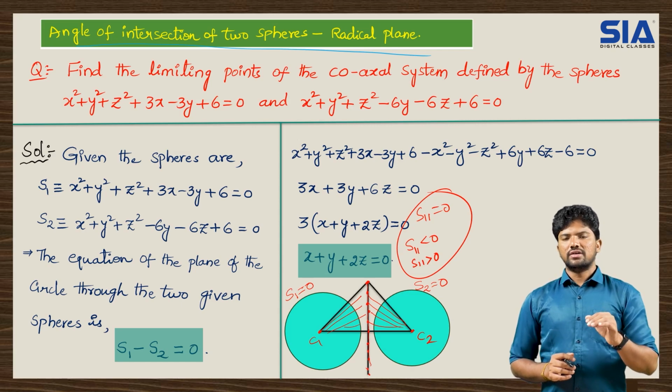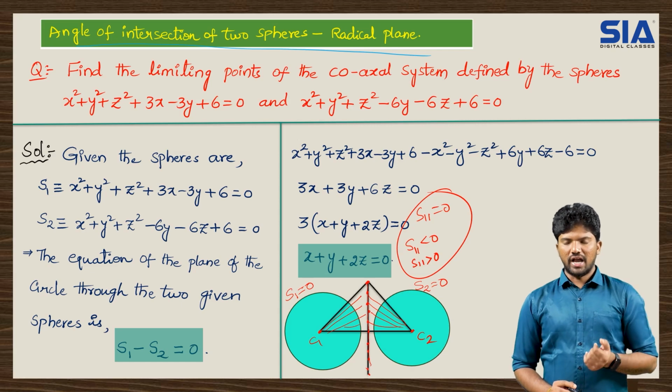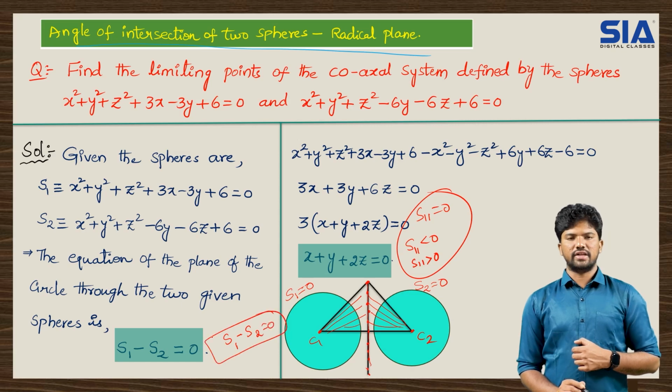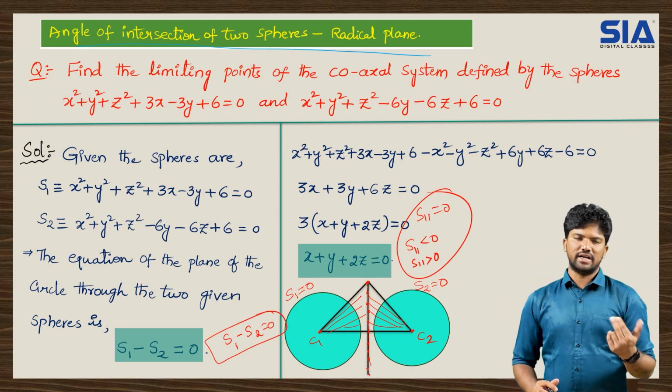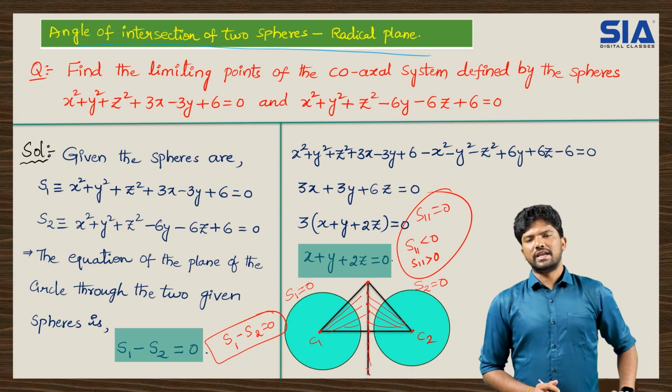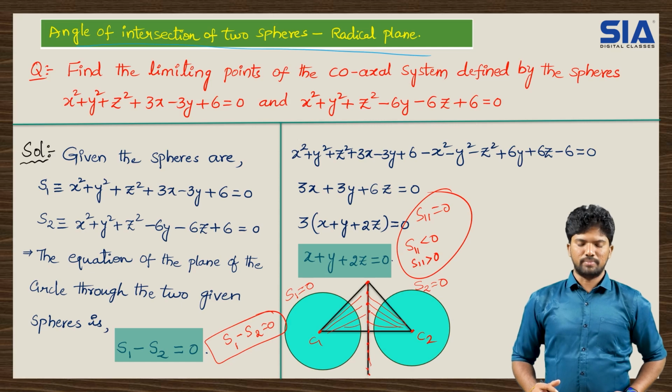Now for the radical plane, we have one standard equation: S1 minus S2 is equal to 0. Whenever you take two spheres S1 and S2 and subtract them, you will get a plane equation, which is called the radical plane.